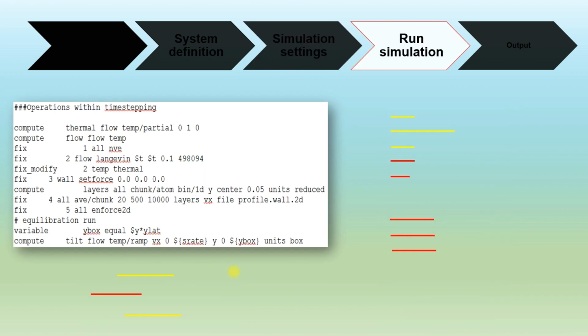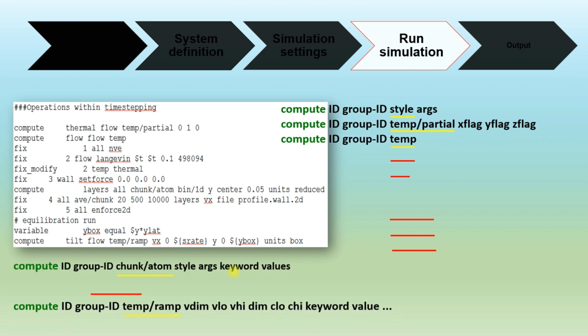Okay, let's move towards the run simulation section. Here comes the engine of molecular dynamics simulation. This section dictates the running of the simulation in LAMMPS. So first comes the compute command. Its syntax is compute ID, group ID, style and arguments. ID is a user assigned name for the computation, while group ID is the ID of the group of atoms to perform the computation on.